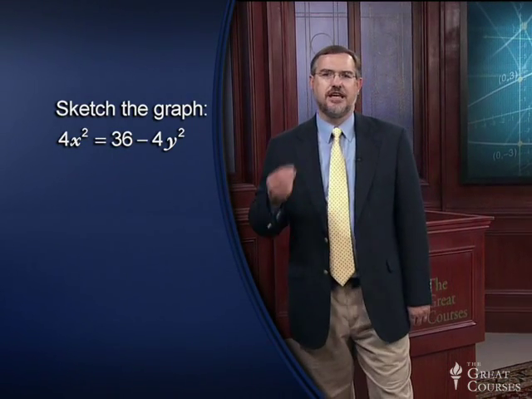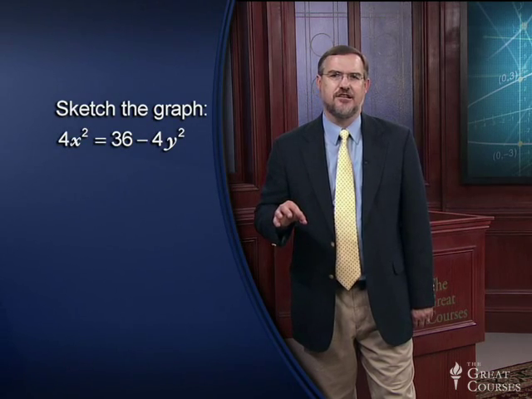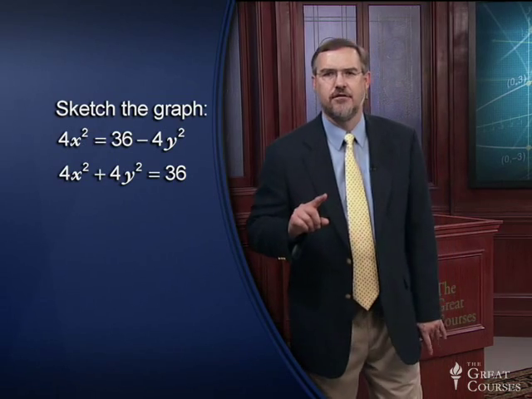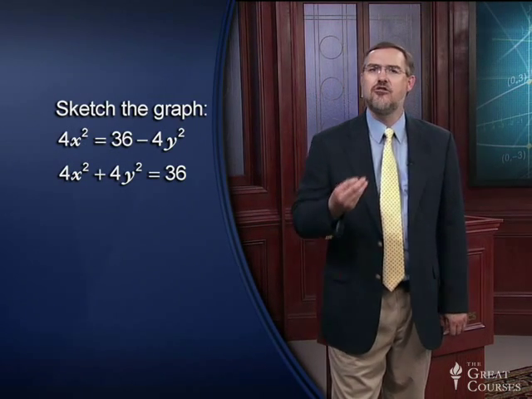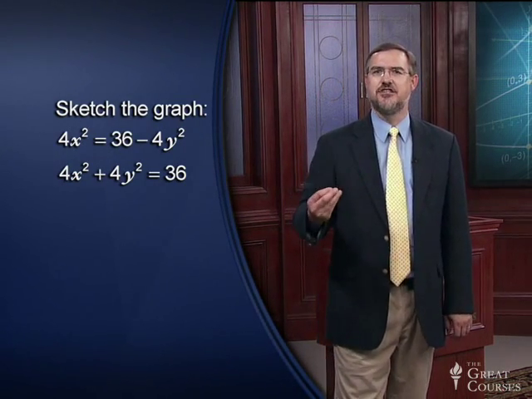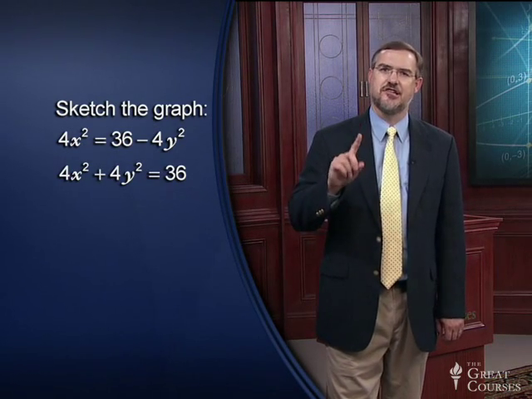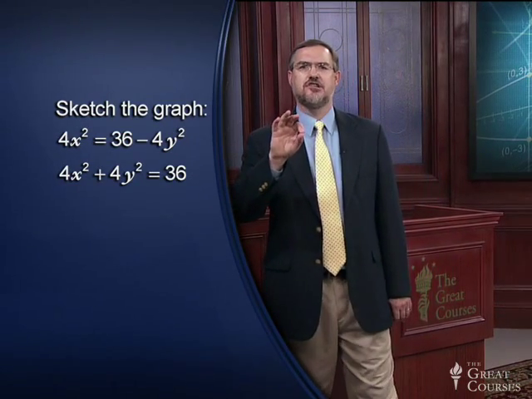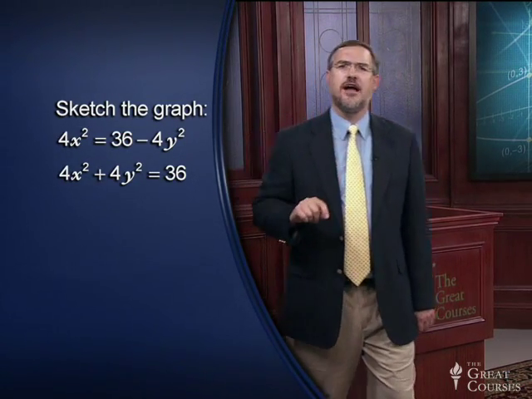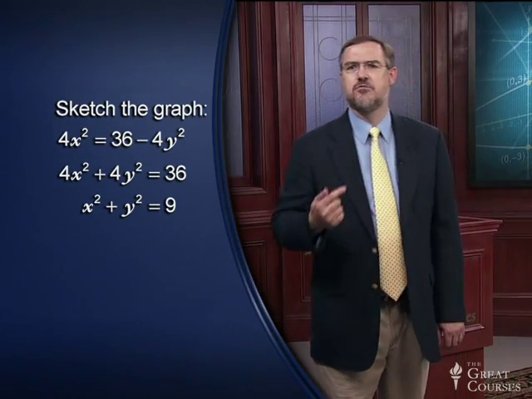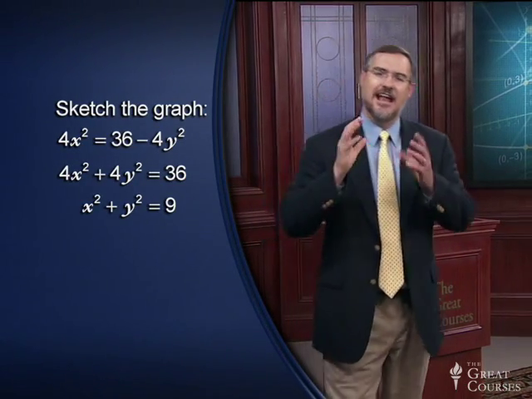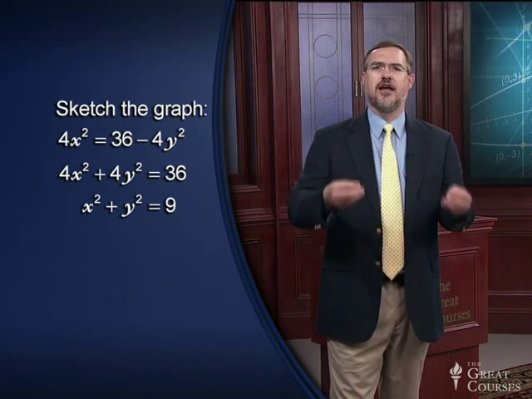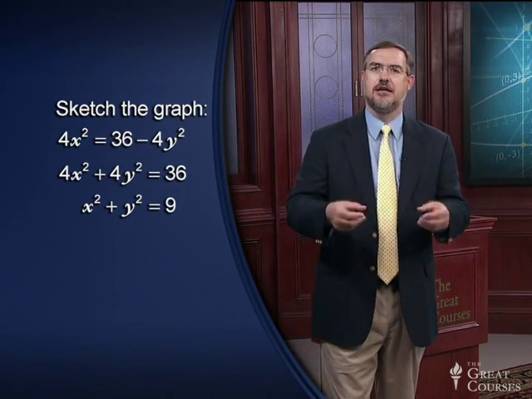When you move the x squareds and the y squareds to the left-hand side, you get 4x squared plus 4y squared equals 36. And now you see a sum, not a difference. And that's important because it tells us something about the graph. Now, let's finish this just briefly by dividing both sides by 4. And when you do that, you'll have x squared plus y squared equals 9. And now we've uncovered from this new version of the equation that the graph must be a circle.